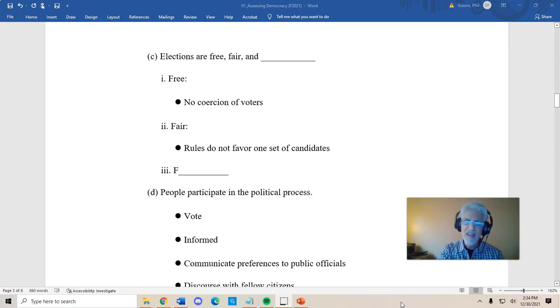What's the third F? Did you come up with it? Free, fair, and frequent. Right? It doesn't do any good to have an election, let's say in 1980, and then have another one in 2000, another one in 2020, right? They have to be frequent.